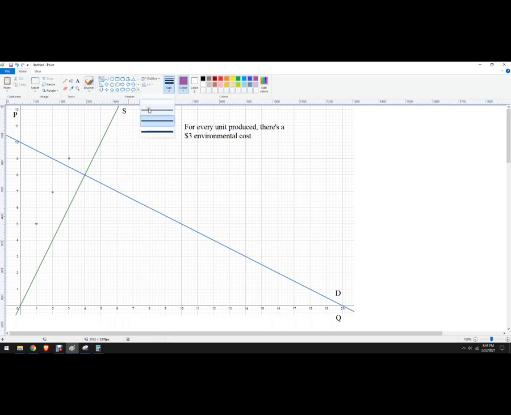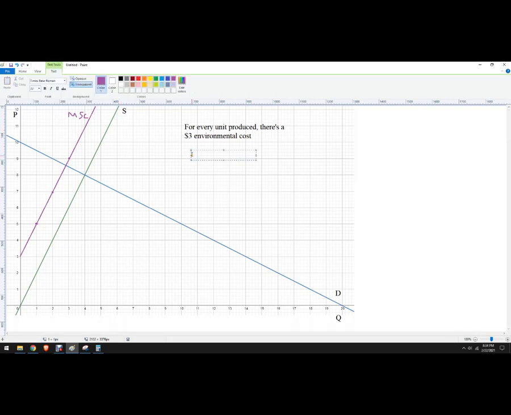And you can see what we're going to do here. We'll just draw a line from there, the same line, except this one is going to be called the marginal social cost. So marginal social cost, MSC, is going to be the marginal cost, or the supply, plus the externality.